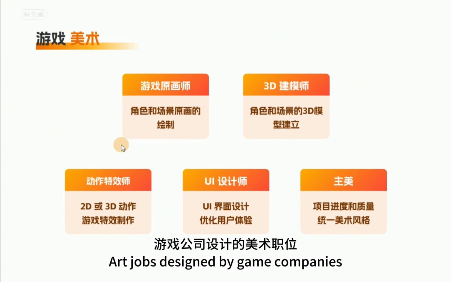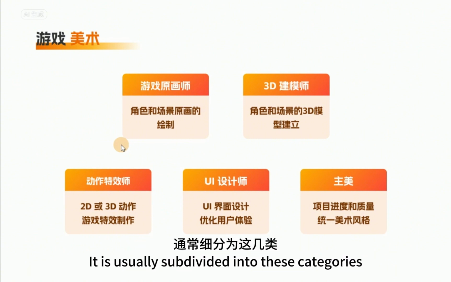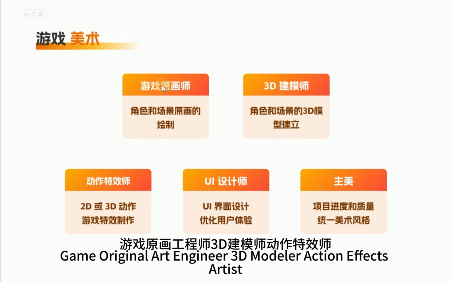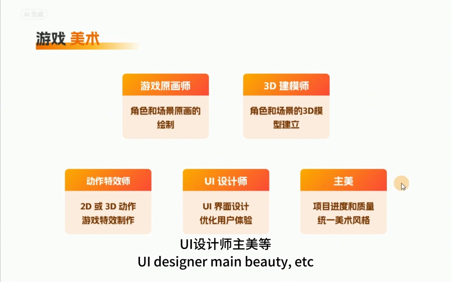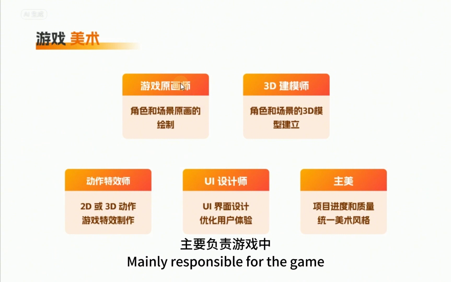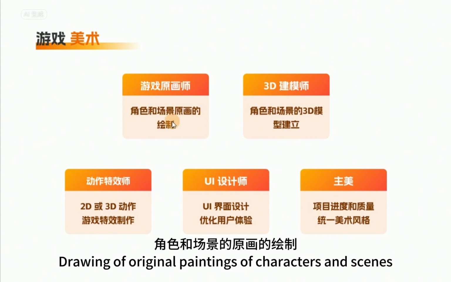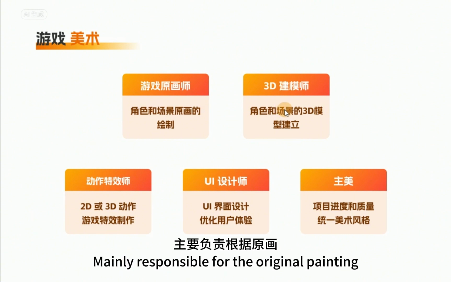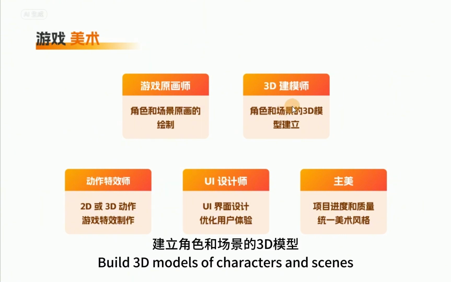Art jobs designed by game companies are usually subdivided into these categories: game original art designer, 3D modeler, action effects artist, UI designer, art director, etc. Original painting designer, mainly responsible for drawing the original paintings of characters and scenes in the game. 3D modeler, mainly responsible for building 3D models of characters and scenes based on the original painting.